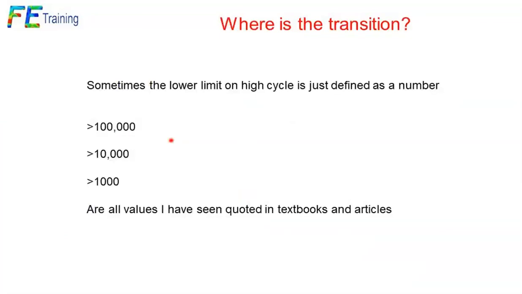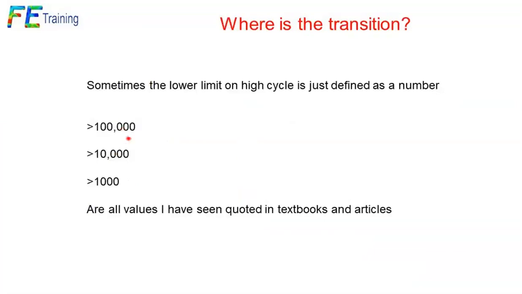I did a quick survey through textbooks and reports and so on to ask, what is the definition of the transition from low cycle to high cycle? And I had all sorts of numbers, down to 1,000. So if you get below 1,000, then you should be considering what we call low cycle fatigue, and we'll get into that shortly. And I've had all the way up to 100,000. I tend to think of somewhere about 50,000.